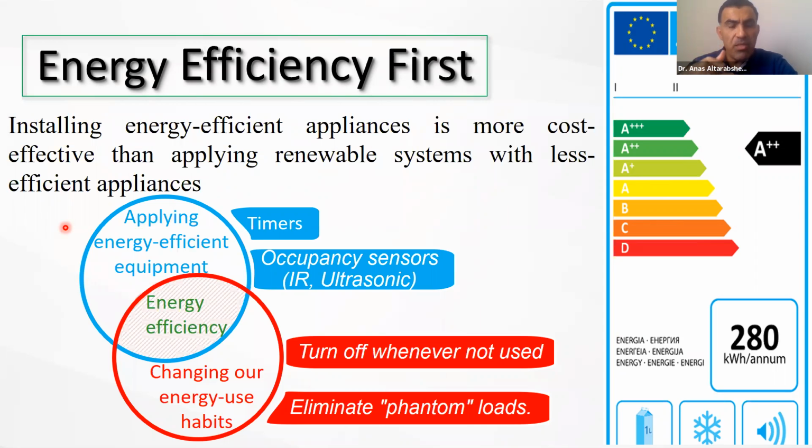The second point of the energy efficiency covers changing our energy use habits, which means we have to change our culture and habits to turn off any device which is not in operation. Okay, the second point in changing the energy use habits is to eliminate the phantom loads. Now, the phantom load here is any load that's connected to the grid while it's not in operation. For example, if the TV is off while it's plugged into the grid, okay, it consumes some energy.